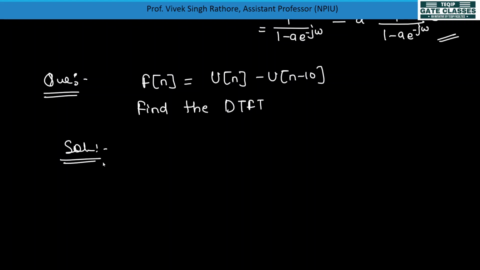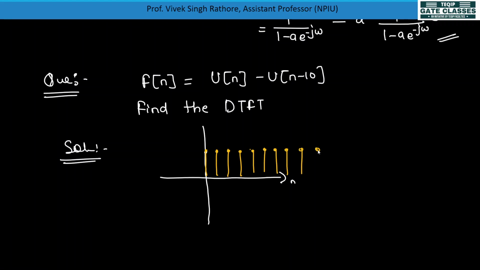Let's suppose your f of n is this. This is your time domain axis. From 0 it will start and go on till 0 1 2 3 4 5 6 7 8 9. So from n equal to 0 to n equal to 9, overall 10 values are there. After that, the u of n minus 10 will cancel out and ultimately 0 values will come. Okay, so this is your f of n.